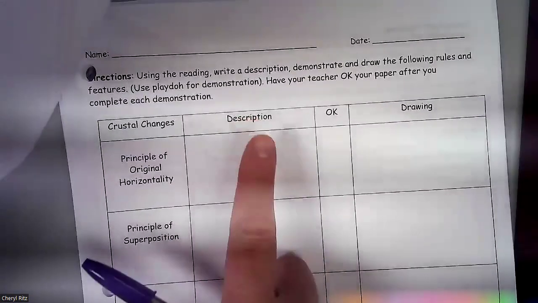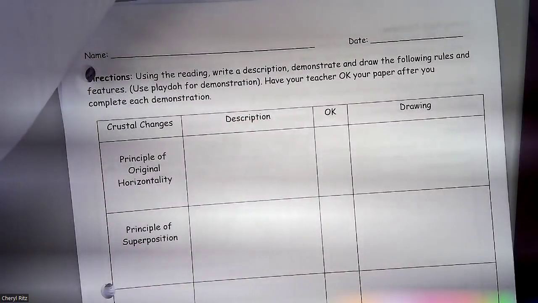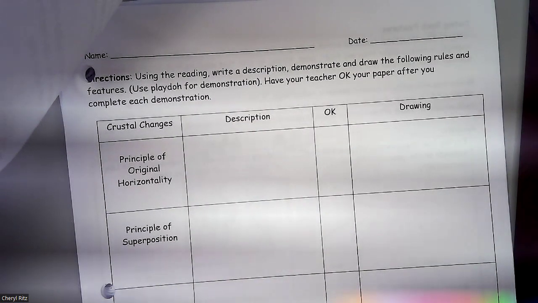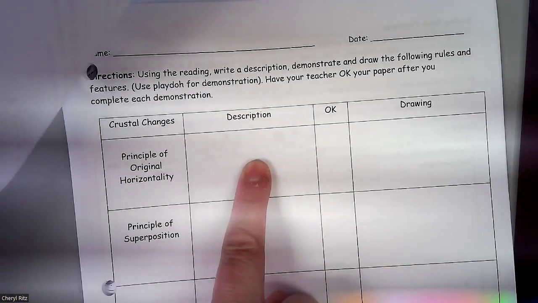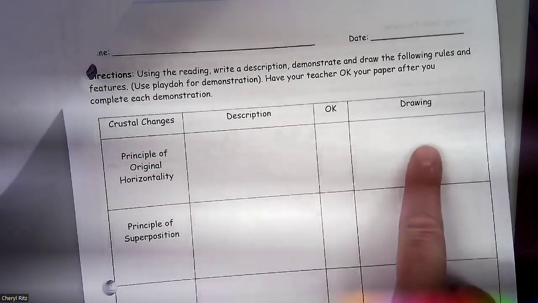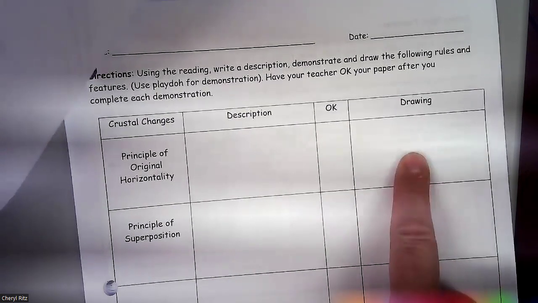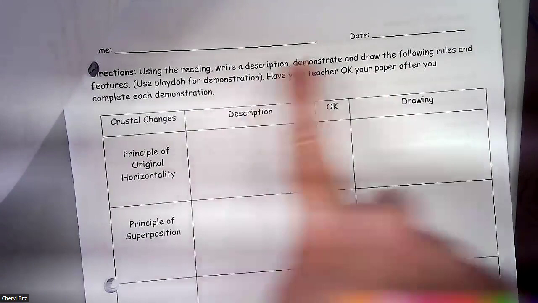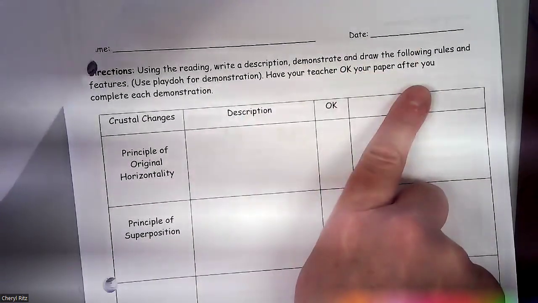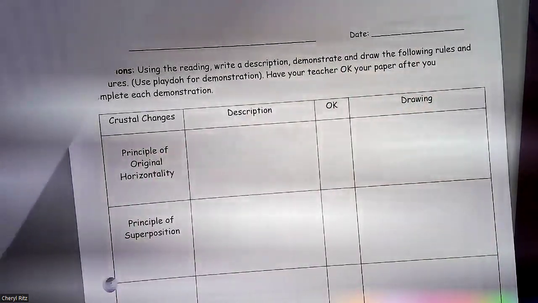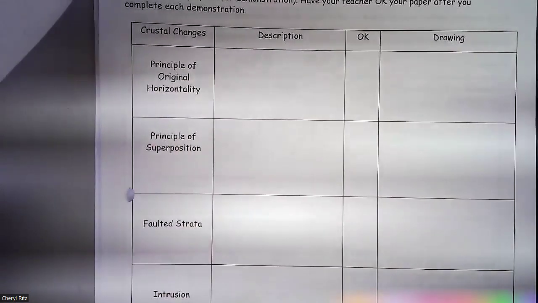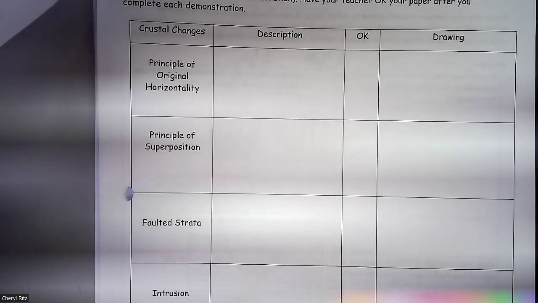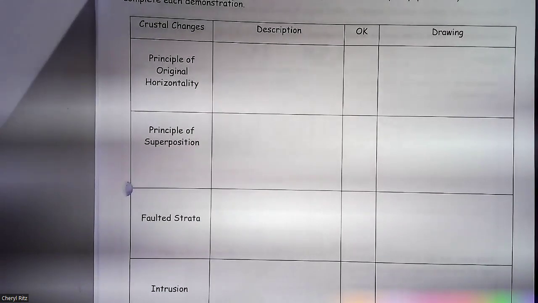So here's the directions. Using the reading, we're going to write a description from the reading. Then on Monday we're going to make a drawing that shows this and use Play-Doh for the demonstration, and I'll do the okaying on Monday. So really all I'm asking you to do today is write the descriptions of these five earth science topics, and we're going to get the description from the reading.